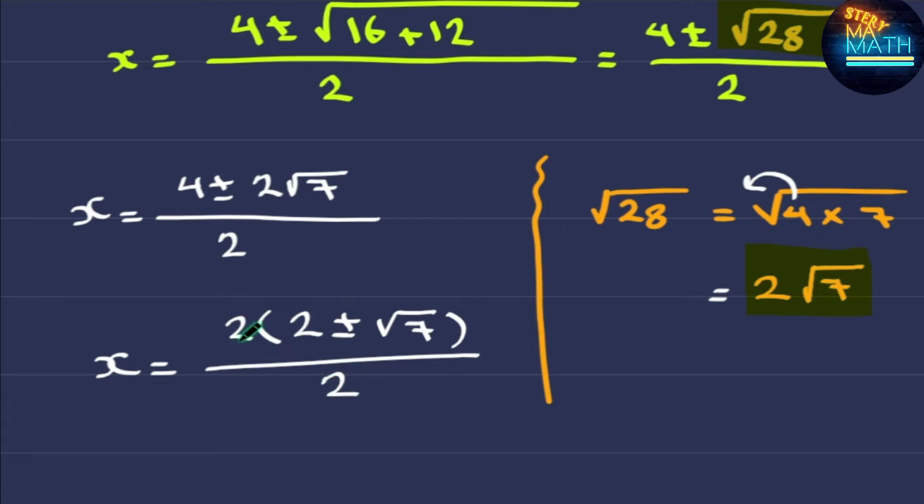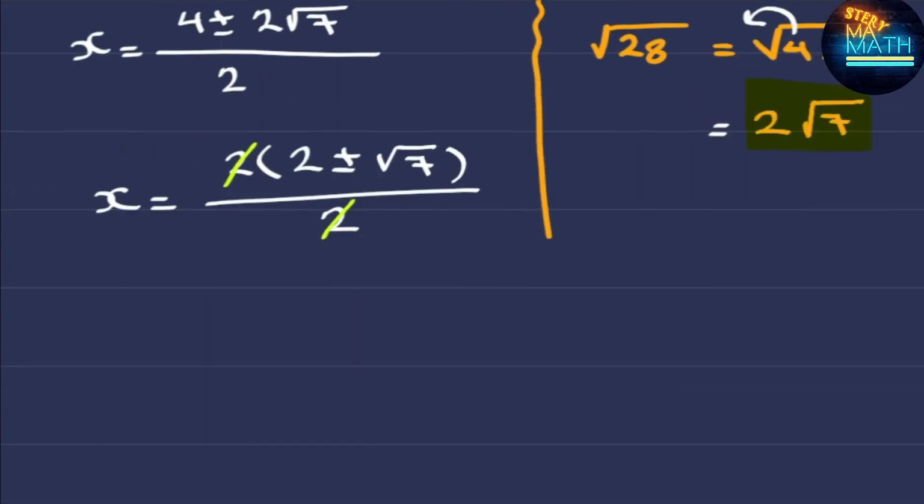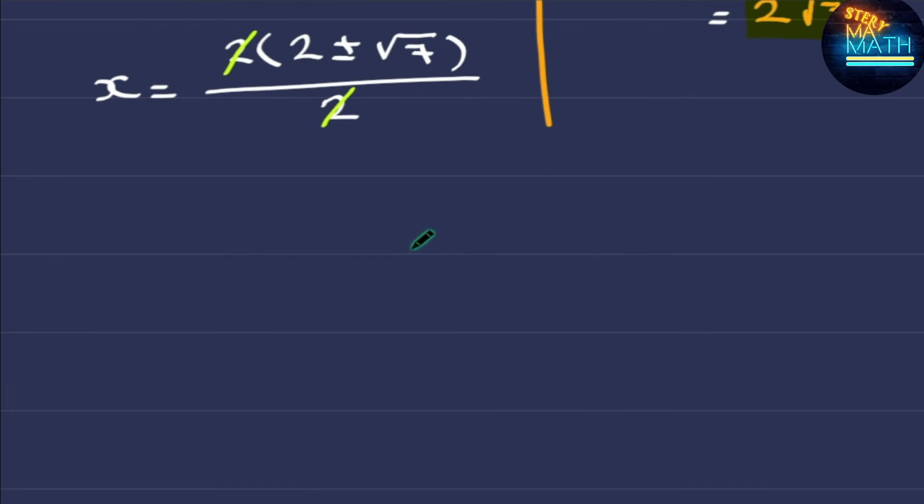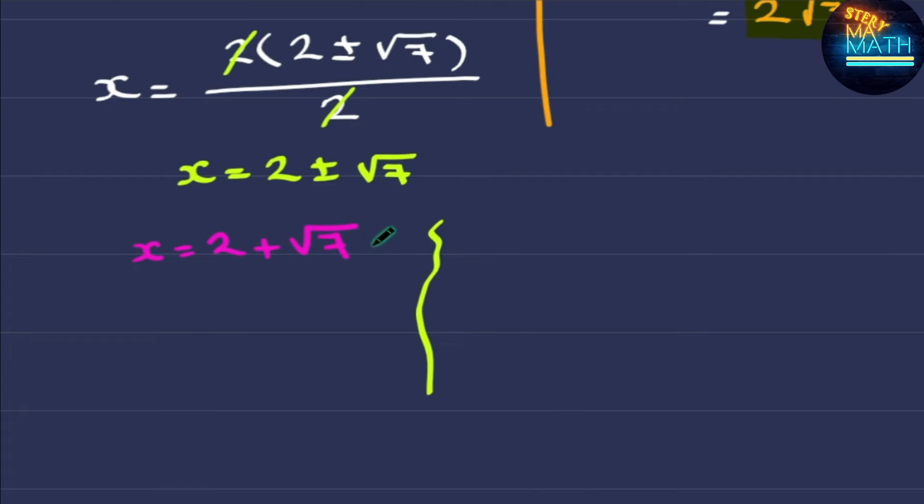What did you notice here? Yeah, we have 2 in the numerator and 2 in the denominator, so they cancel each other out. So x is equal to 2 plus or minus the square root of 7. But you have plus or minus. Yeah, break it up into two parts. x is equal to 2 plus the square root of 7 and 2 minus the square root of 7.